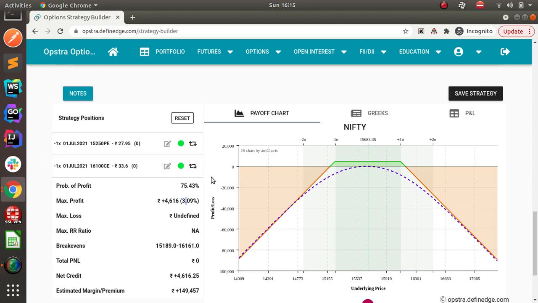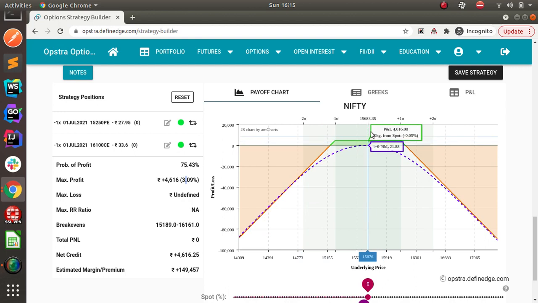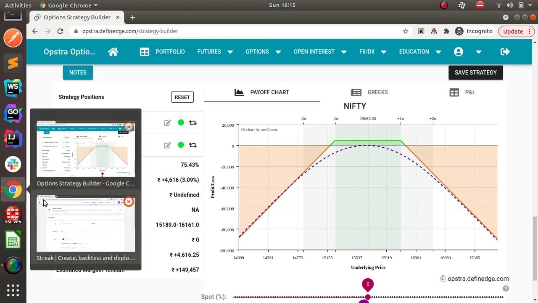So let us implement this in our Streak algorithm, and if the movement happens on one side, then how it can adjust, we'll see there itself. Okay, hope you got the strategy. If not, there are many videos available for short strangle in Nifty or Bank Nifty. You can go through them. So let us quickly go to the algo and see how we can implement.